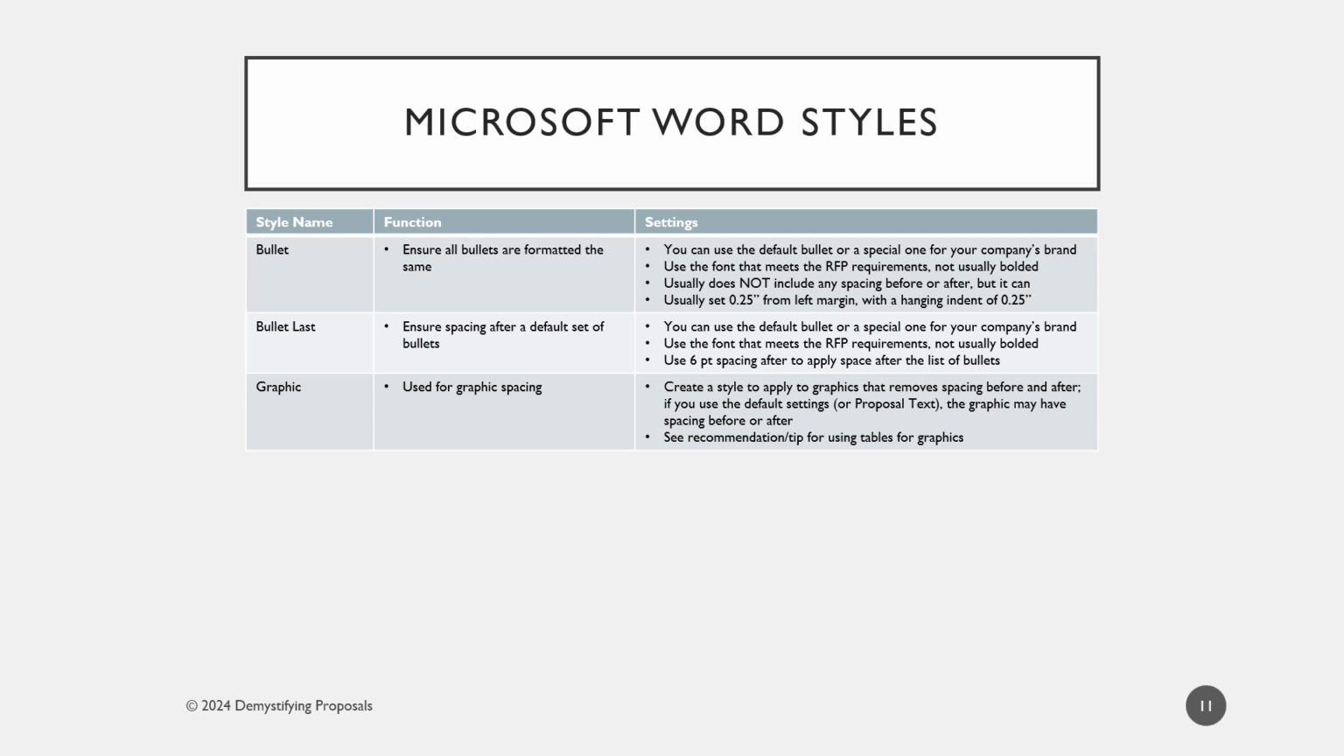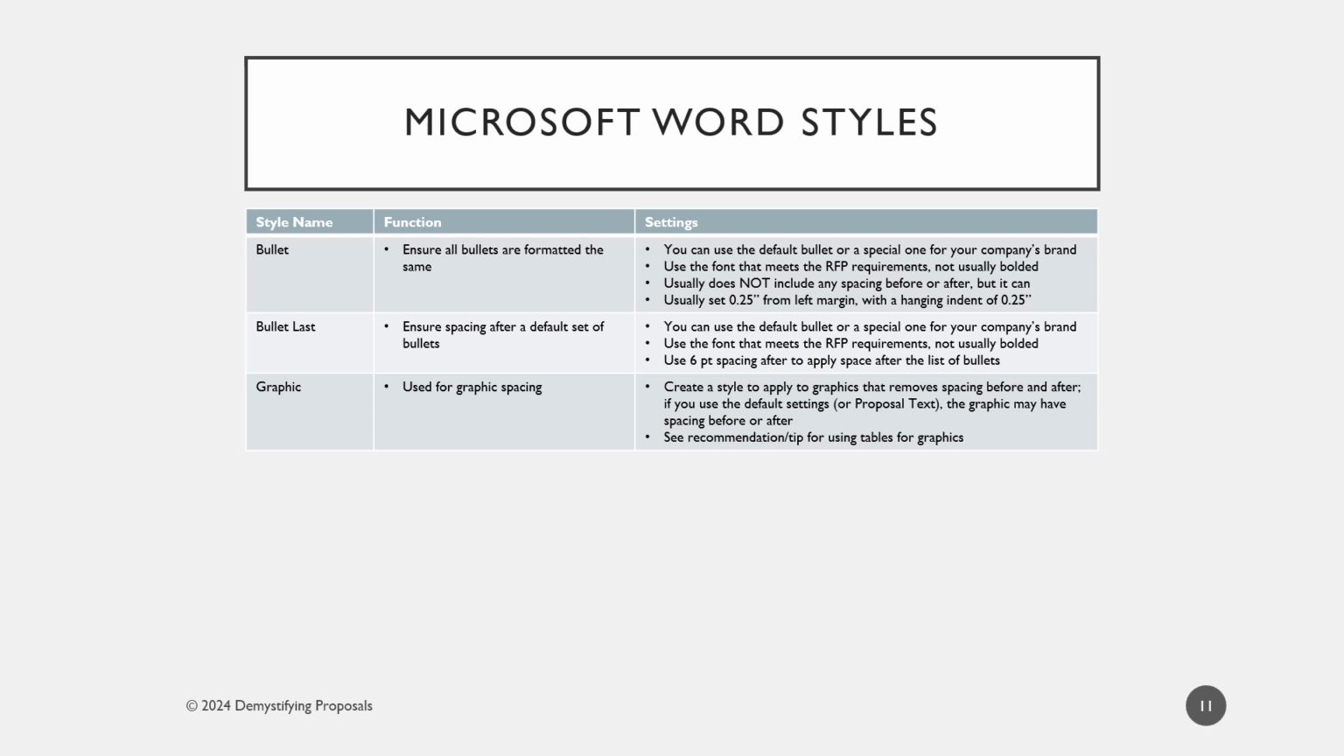Bullet last is something we recommend as a style to put a space after your list of bullets. That way you don't have to go in and manually put in a 6-point space after each list of bullets. You can just use the style of bullet last.